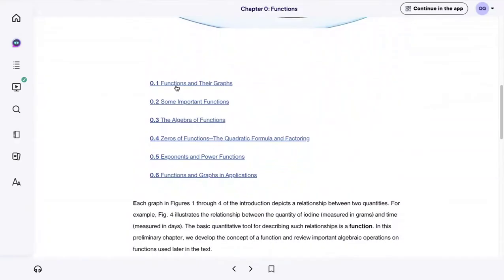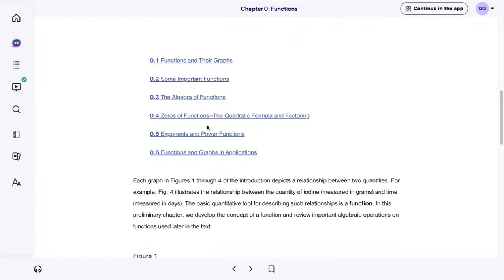So chapter 0 talks about functions and their graphs. Functions we can express in mathematical expression, and also we can graph them. And some important functions, as I mentioned, there are 4 kinds we're going to focus on. Zeros of functions. What does it mean? It means the x-intercepts. When the function value, which is a y value, equals 0, what x value causes the function value to be 0? So that's zeros of functions.